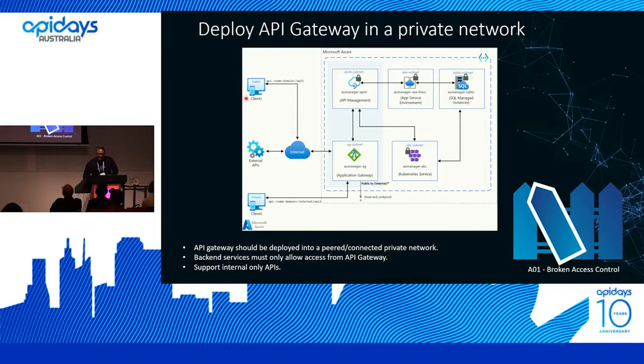Right, so you see a couple of actors here: the public actor, which is coming through the internet, and a private actor, which is your staff members, your employees going through a VPN, going into your network. It's important for your API strategy to serve both at the same time. And the advice here is to always deploy your API gateway in a private network, right? That's a private network on Azure.